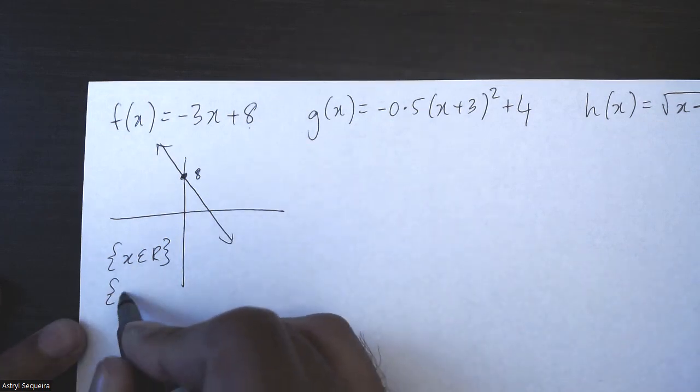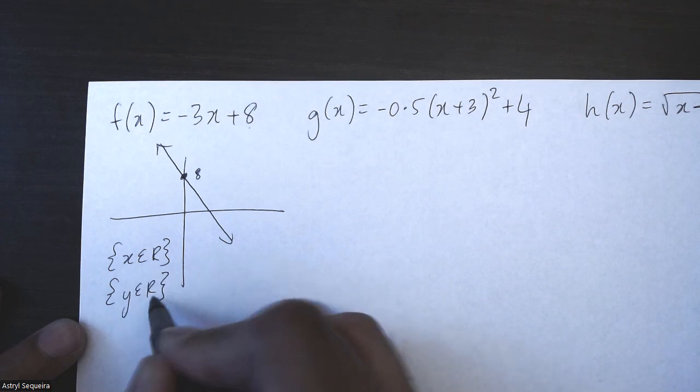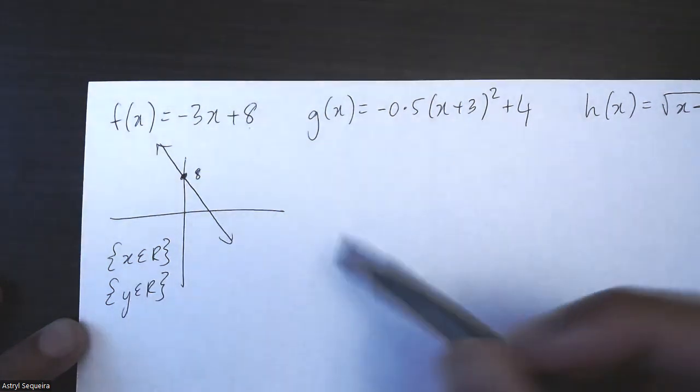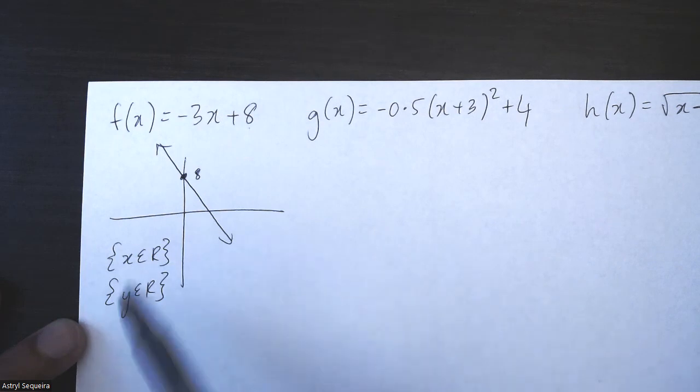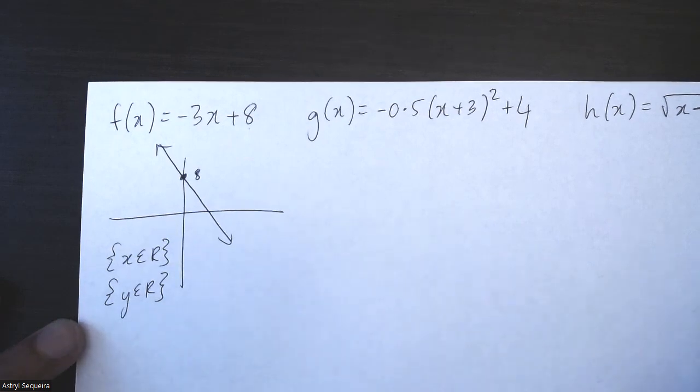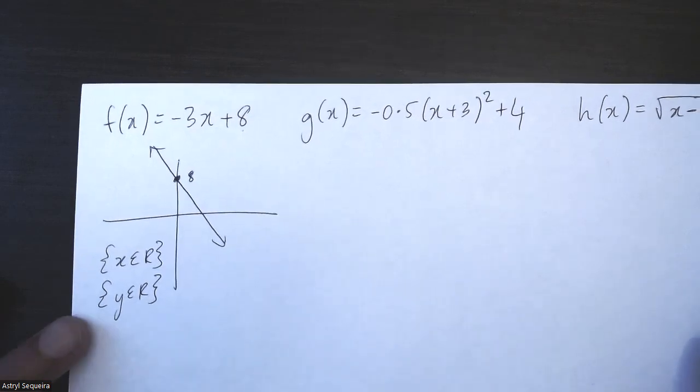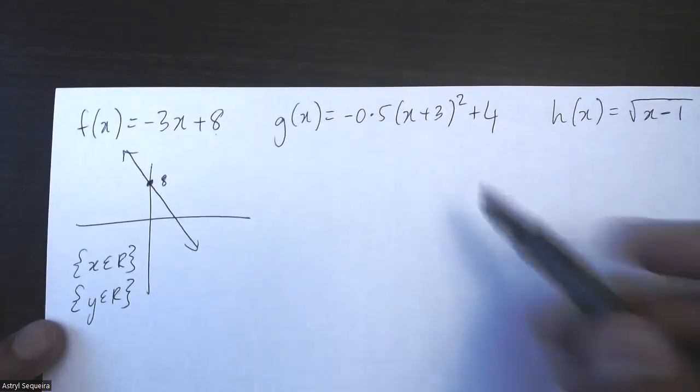And my range is also all real numbers because when I'm looking down, it goes towards negative infinity. And when I look up, it goes towards positive infinity. So no restrictions on y as well. And that's basically a domain and range for pretty much almost all linear relations. Let's take a look at the second question.